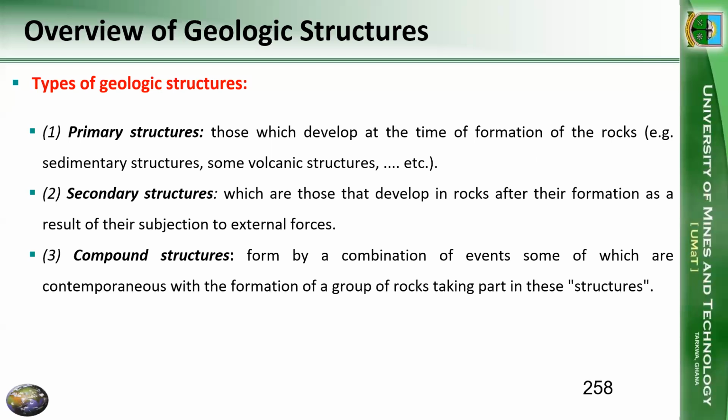And then we can talk about compound structures. Compound structures are formed by a combination of events, all right, some of which are contemporaneous, which means that they form at around the same time as the formation of a group of rocks taking place in these structures, all right? And we call this compound structures. So these are a combination of events which may happen at the same time or around the same period as the rocks were formed. So those are compound. So we have primary structures, secondary structures, and compound structures.